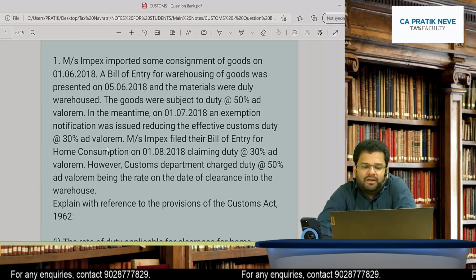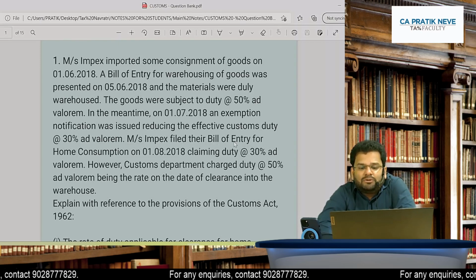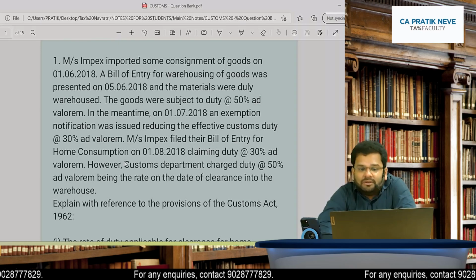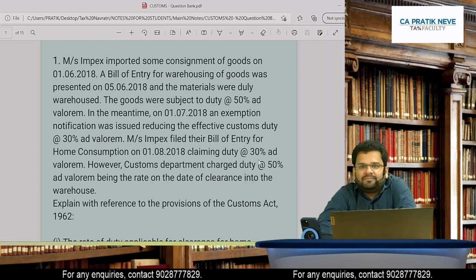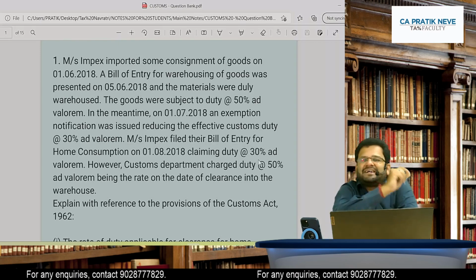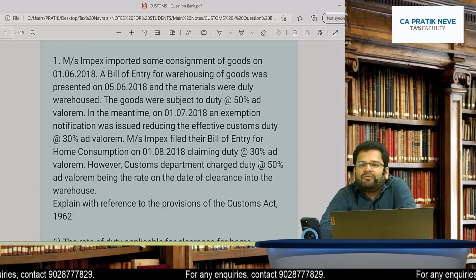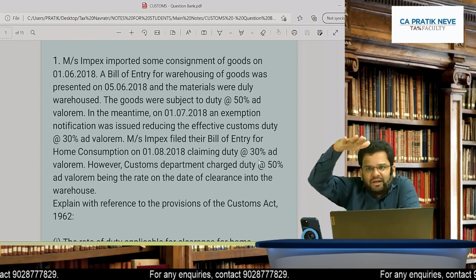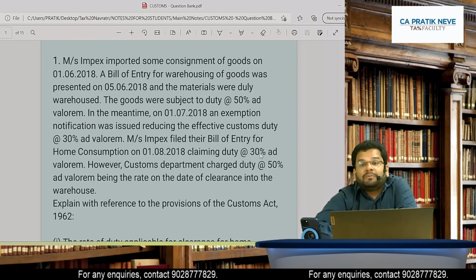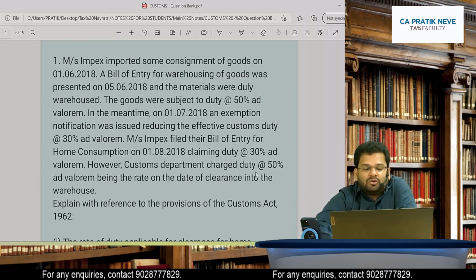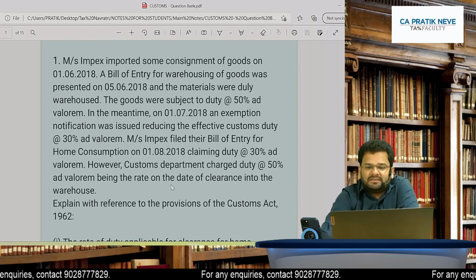Means 50 has now become 30%, and now the importer filed a bill of entry for home consumption on 1st August 2018 claiming duty at 30%. So the importer is absolutely correct in this case, isn't it? Because when he is filing the ex-bond bill of entry for home consumption, the rate of import duty has gone down, so applicable will be 30%, but the customs department wants to charge at 50%. Who is correct in this case?